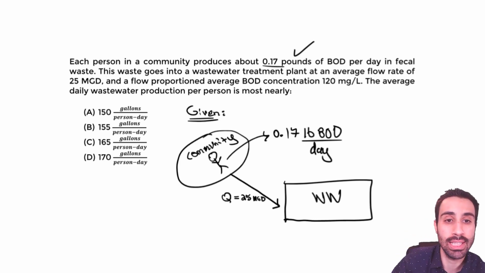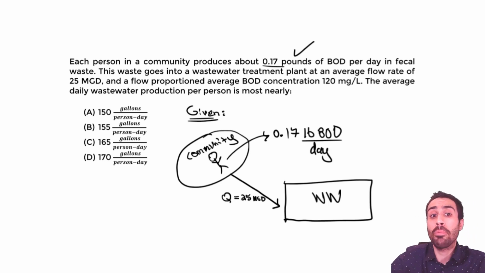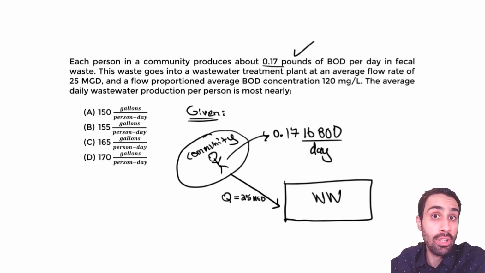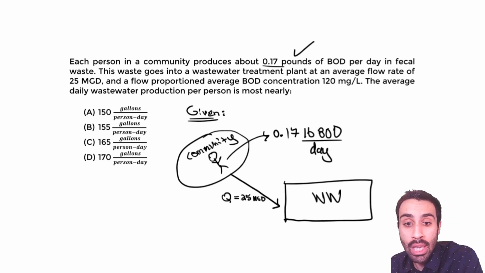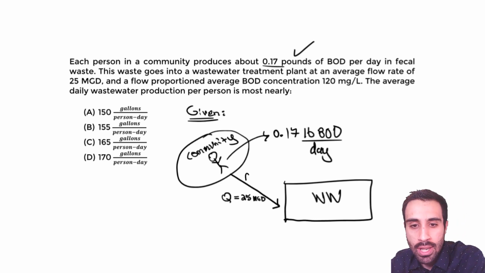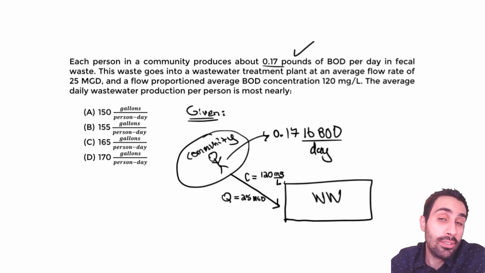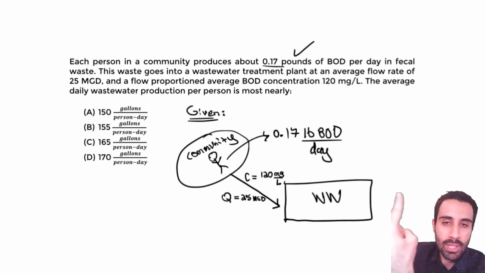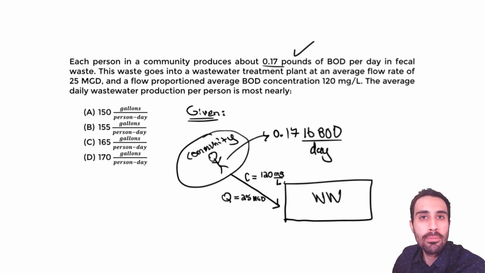That would be 25 mgd. And then it says a flow proportioned average BOD concentration is 120. So here, this Q will have a respective concentration of BOD of 120. So what I can do is call that the C value, C for concentration. So let's call that C of concentration of 120 milligram per liter. Milligram per liter, just a heads up, it's also a part per million. 1 milligram per liter is a part per million.